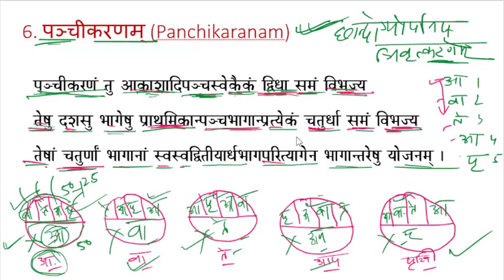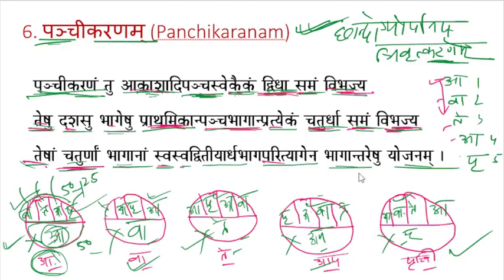So pancha bhagan, pratyekam, each of them, chaturdha, 4 ways, samam vibhajya. Equally you need to divide, means 12.5, 12.5 and each like this. Vibhajya, tesham chaturnam bhaganam sva. In each of their chatur bhagas, sva dvitiyardha means the other bhaga, the below one, you need to do parityagana. You need to leave it.